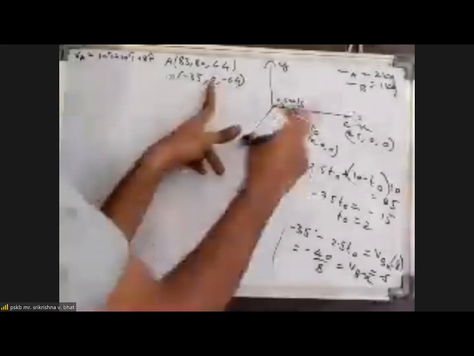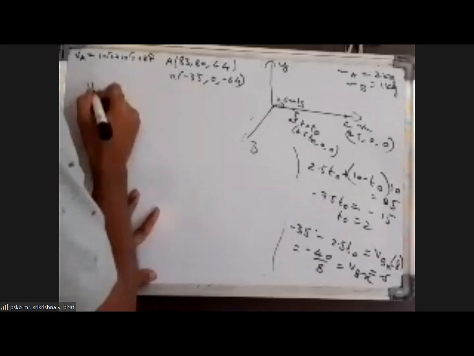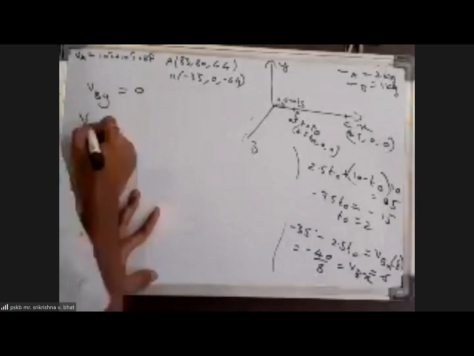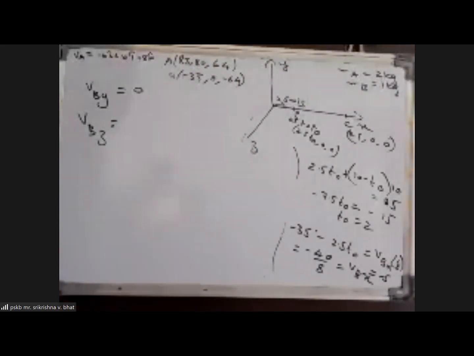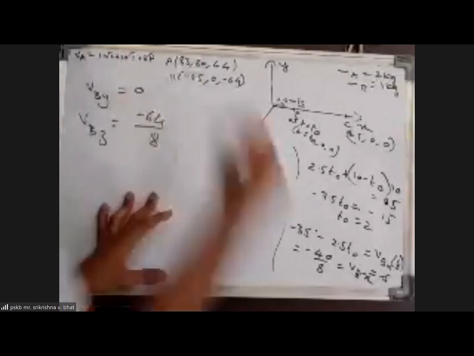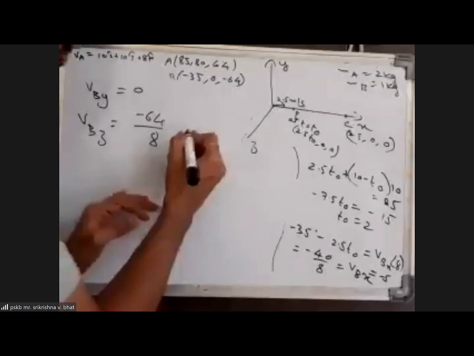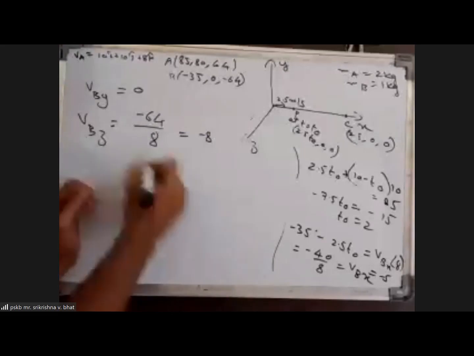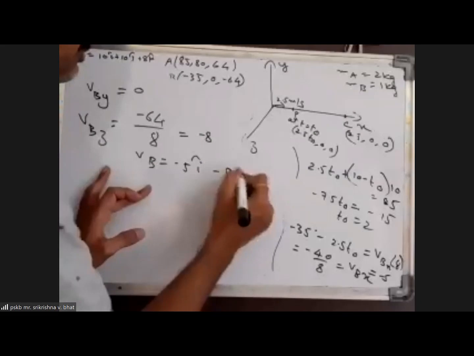Similarly, the final y coordinate of B is 0, and initially the y coordinate was also 0. So that means the velocity of B in y direction should be 0. For the velocity of B in z direction, the final z coordinate is minus 64, and the initial z coordinate is 0. So it should come out to be minus 64 by 8 seconds. In 8 seconds, it has traveled a distance of minus 64 in the negative z direction. So this is minus 8. So the velocity of B would come out to be equal to minus 5i minus 8k.